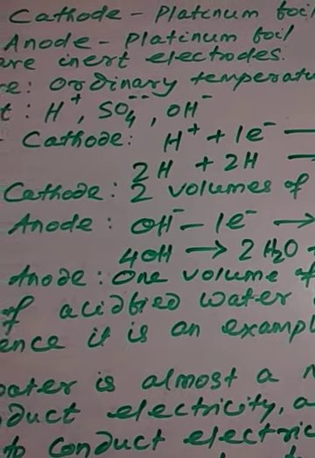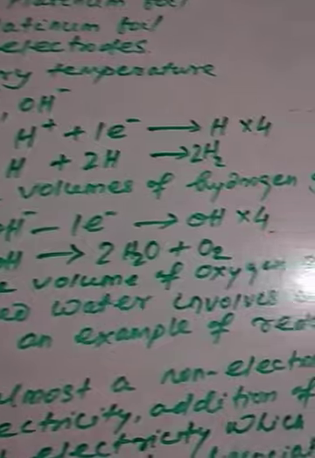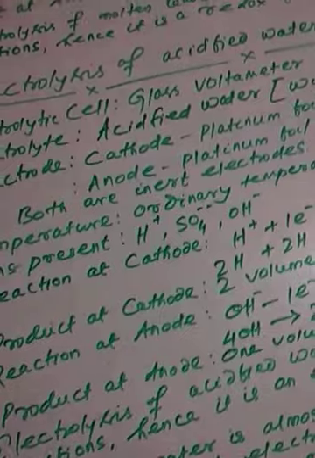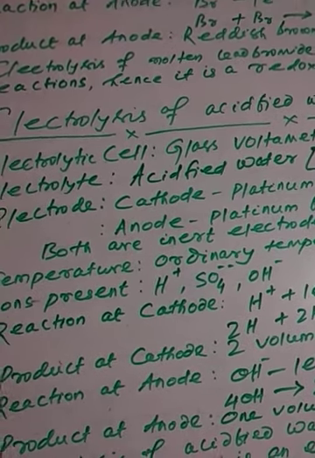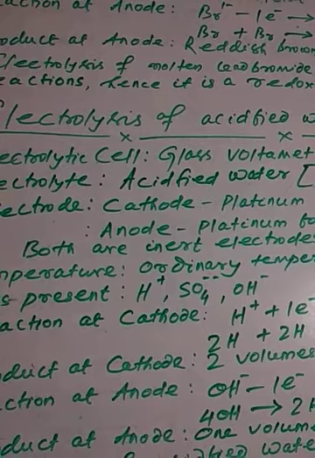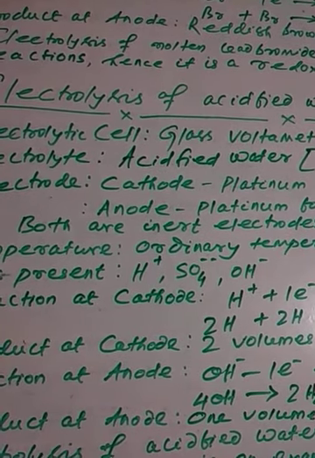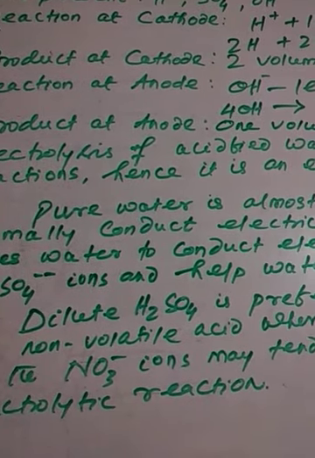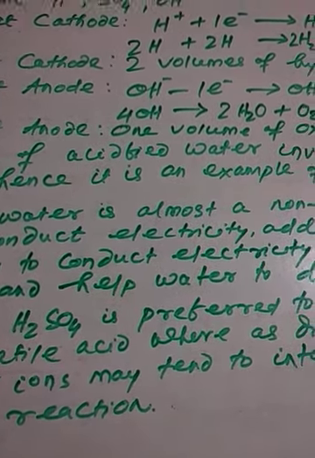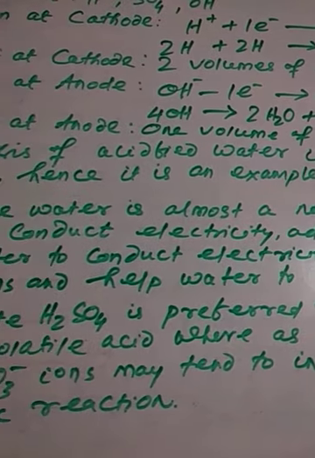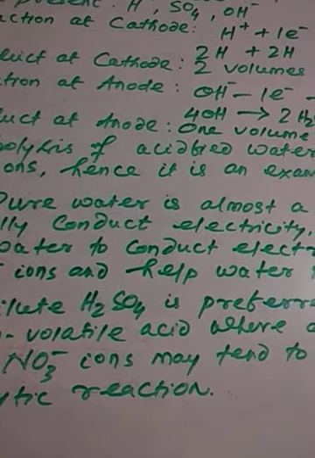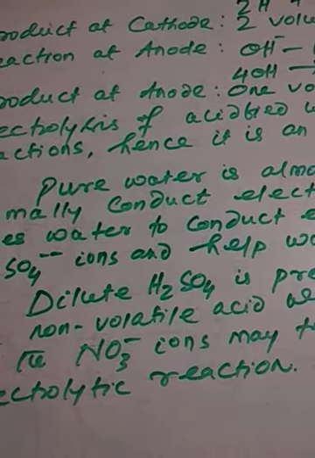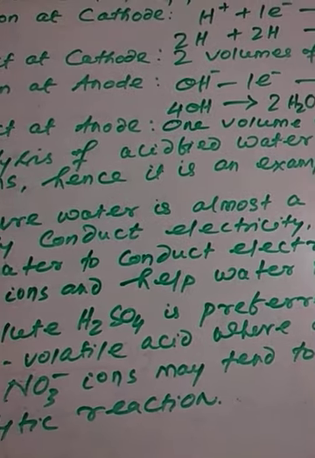The electrolysis of acidified water involves both oxidation as well as reduction. Therefore, it is an example of a redox reaction. Now, my dear students, water is a non-electrolyte. In order to make it a good conductor of electricity, dilute sulfuric acid is preferred to dilute nitric acid, since dilute sulfuric acid is a non-volatile acid, whereas dilute nitric acid is a volatile acid, and the nitrate ions may tend to interfere with the electrolytic reaction.